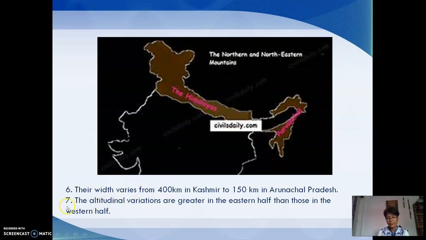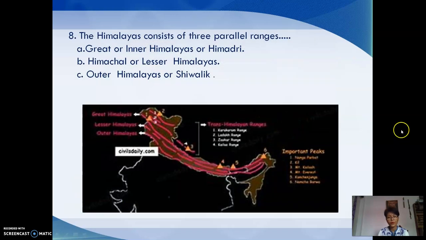Now, the seventh point is given: the altitudinal variations are greater in the eastern half than those in the western half. The differences in the heights of the different mountains present in the Himalayas are more in the eastern part, whereas on the western side they are very small. That is only what is given in point number 7.